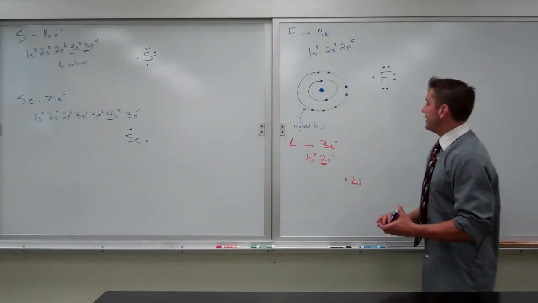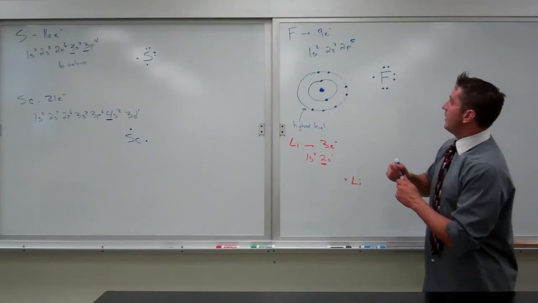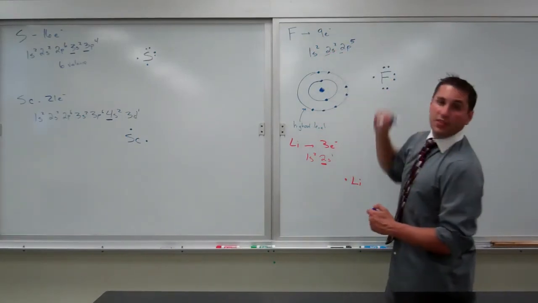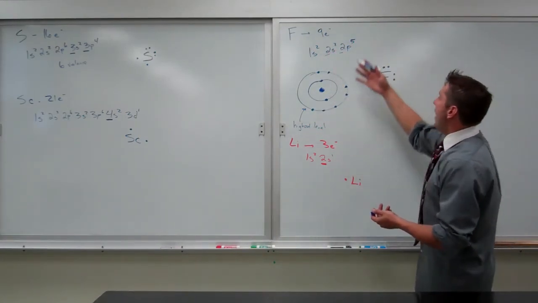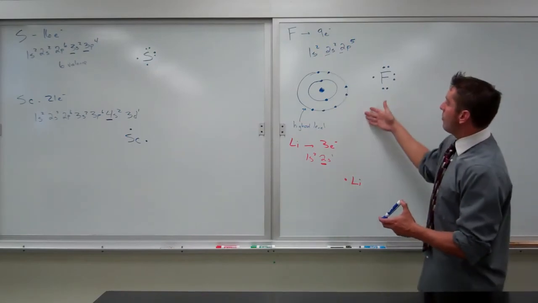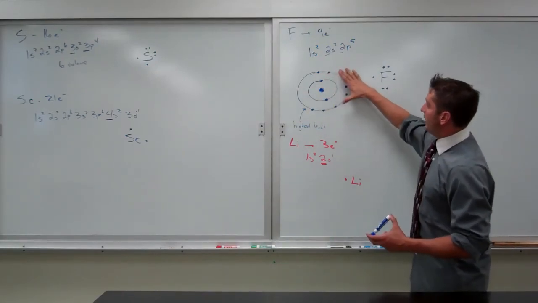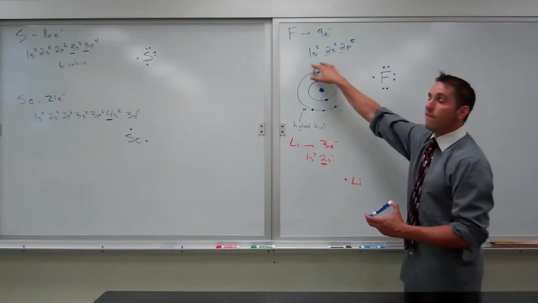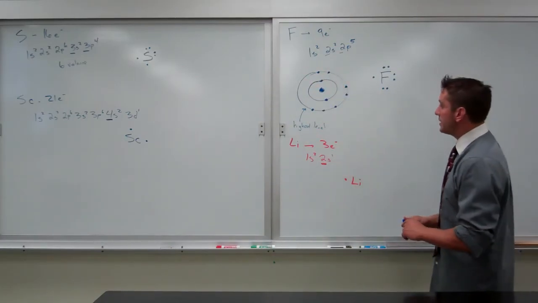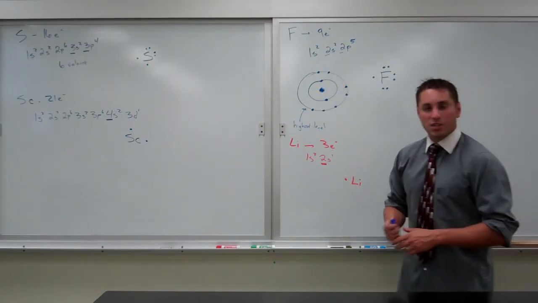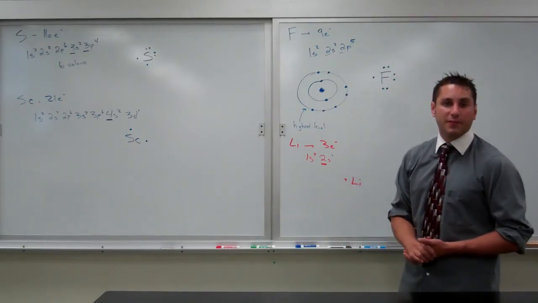So the key to this is finding your highest energy levels, looking at their superscripts, adding them up, and then adding the appropriate dots, remembering that what you're really doing is focusing on the electrons that are farthest away from the nucleus. Hope this clears up any problems that you might be having. If not, please come in for some additional help.